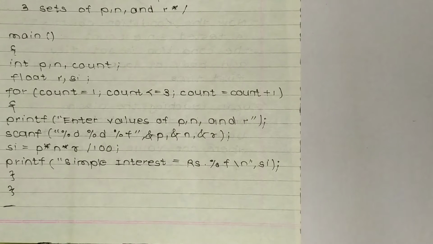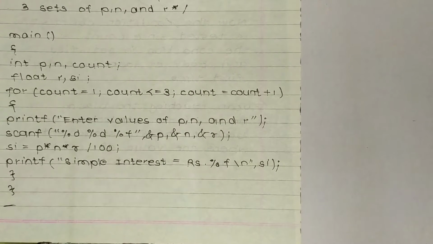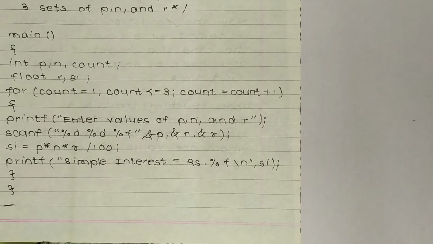This program is for calculating simple interest using a for loop. So here for is used: count is equal to 1, then count is less than or equal to 3, then count is equal to count plus 1. So for loop is used for that.